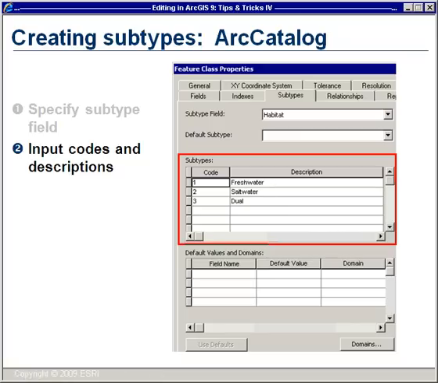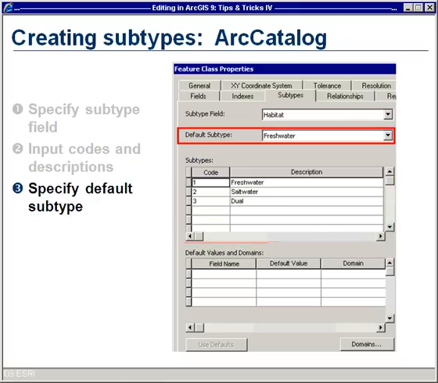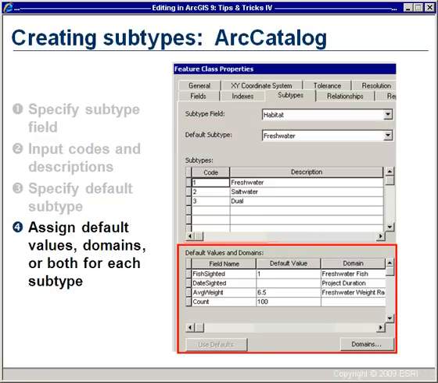Now, once you've defined those different input codes and descriptions, you need to pick one of them as your default. And then finally, if you choose to, per subtype, you can change what the default values for other fields may be, or, as we'll learn a little later, you may also assign a domain to different fields within subtypes. So every field in a subtype can have its own default values different from another subtype's default values. Each subtype is kind of like a unique grouping within the same feature class with its own defaults and domain values if need be.